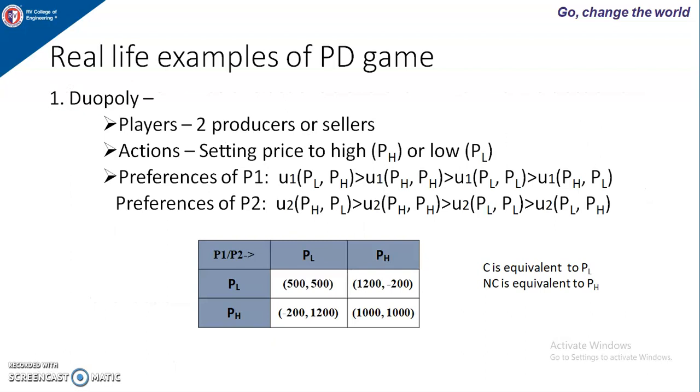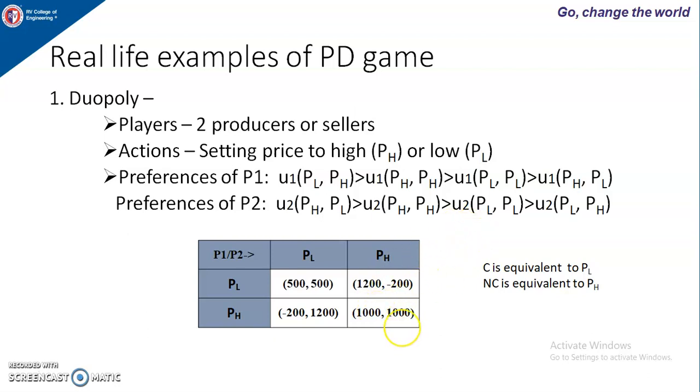Real life examples of prisoner's dilemma. The first one is a duopoly game. Here the players are two producers or sellers. The actions are setting the price to high or low. The preferences of player 1 will be he sets the price to low and the other sets the price to high, so that he gets all the customers and gets a high profit of 1200.